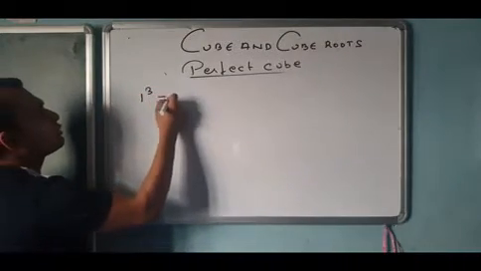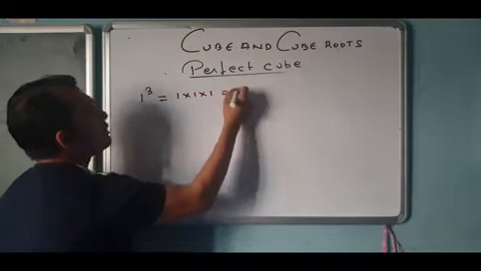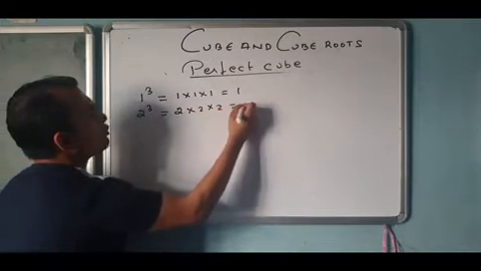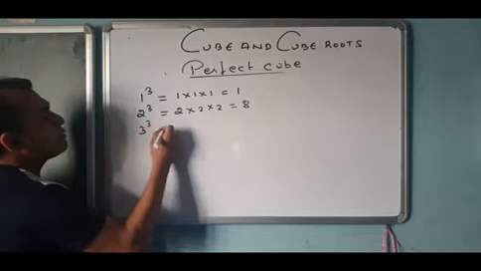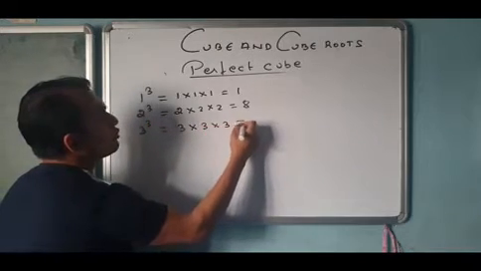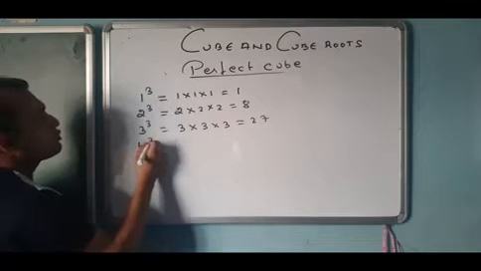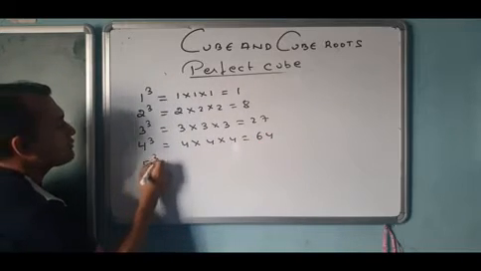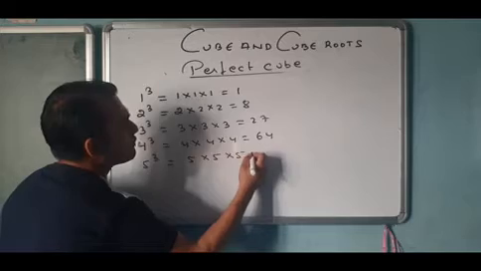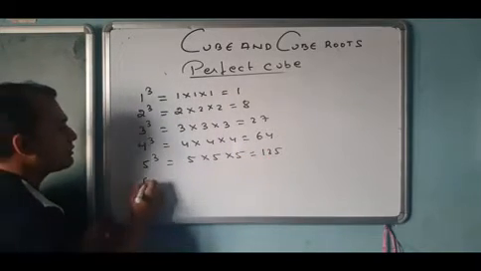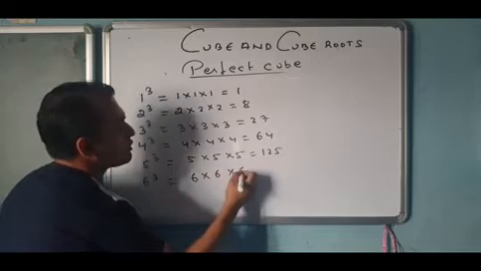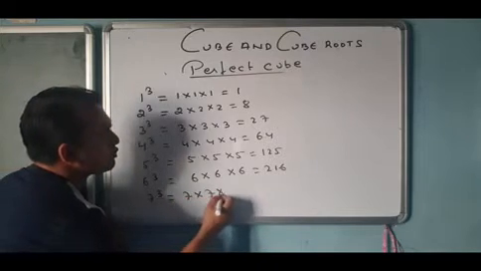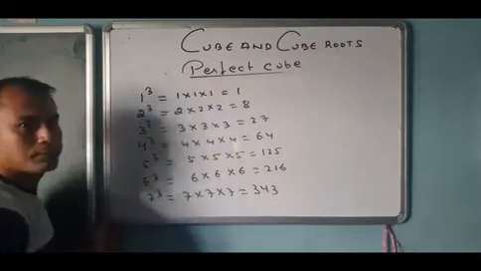Now 1 cube is equal to 1 into 1 into 1, that is 1. 2 cube equals 2 into 2 into 2 equals 8. 3 cube equals 3 into 3 into 3 equals 27. 4 cube equals 4 into 4 into 4, that is 64. 5 cube equals 5 into 5 into 5 equals 125. 6 cube equals 6 into 6 into 6 equals 216. 7 cube is equal to 7 into 7 into 7 equals 343.